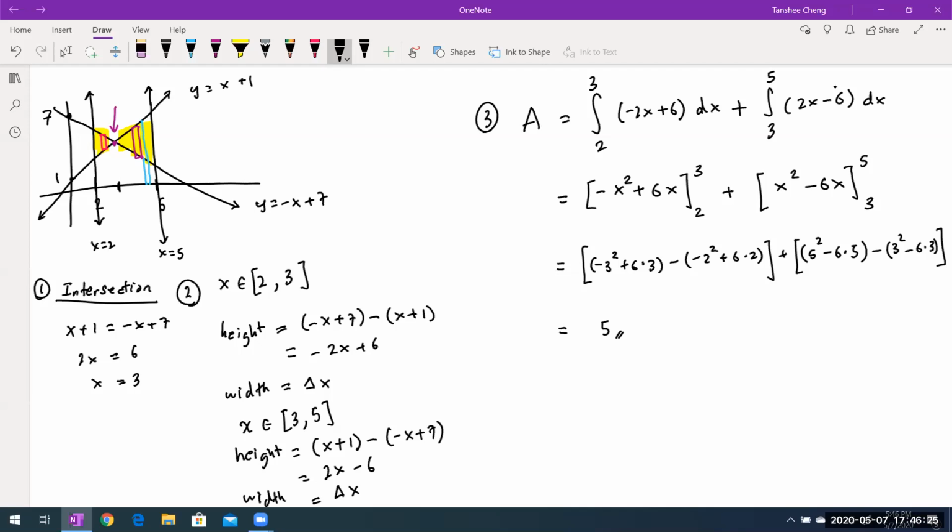So using the fundamental theorem of calculus part 2, for the first term, evaluate the upper limit minus the lower limit. The second term right here, evaluate the upper limit minus the lower limit. And that gives us our final answer to be 5. And this concludes this example.